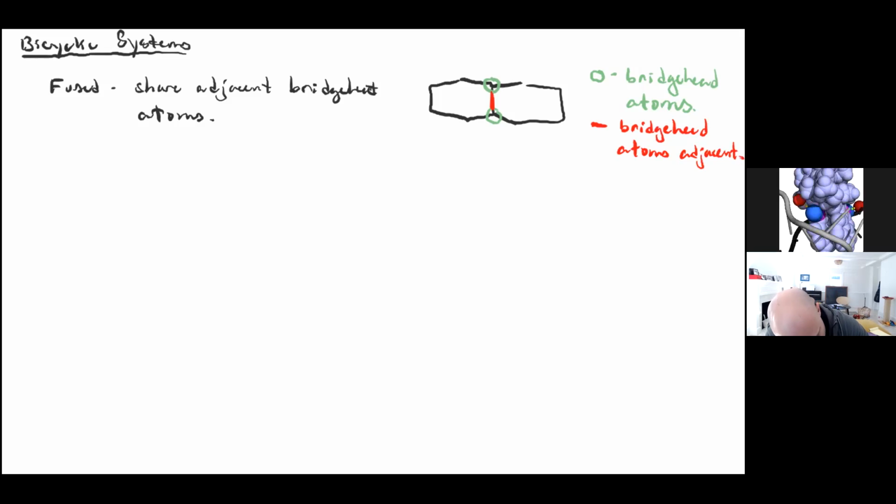The second type are just what we refer to as bridged bicycles or bicyclic. And these are where the bridgehead carbons are not adjacent.